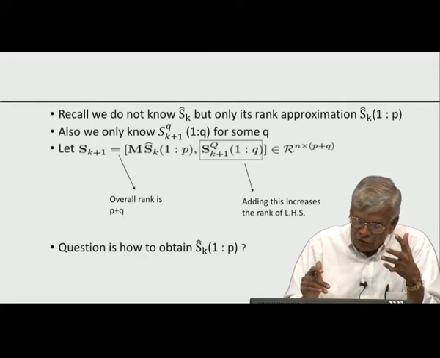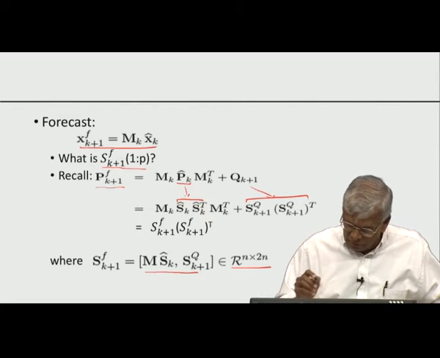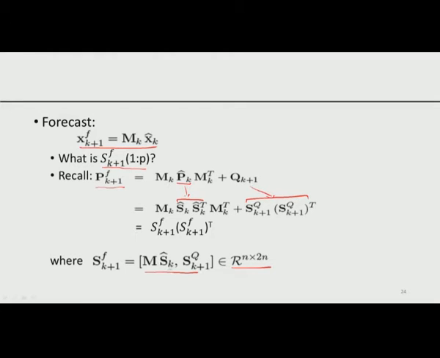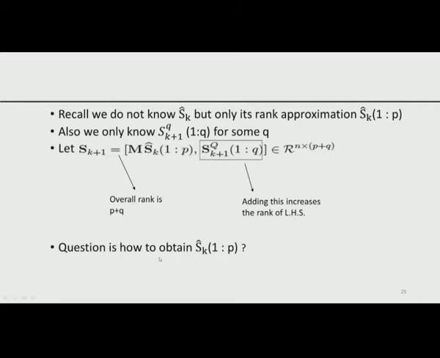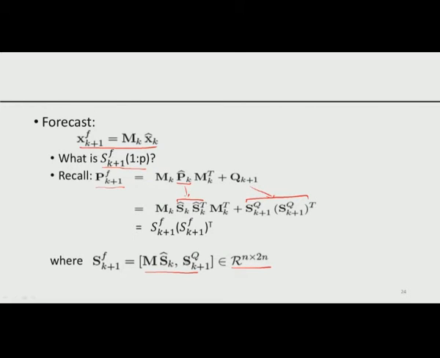So recall, we do not know S k bar. We do not know S k bar because we do not know the full one, but only the rank p approximation of S k bar. So that is the important thing. We have been satisfied with the rank p approximation. So that's the basic aspect of it.